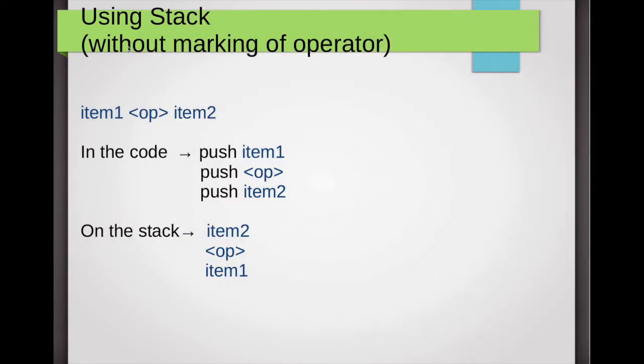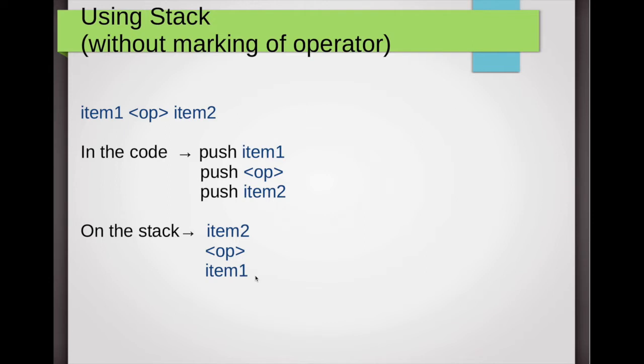So assume we didn't mark the operator. We have something like item 1 followed by an operator followed by item 2. In the code, what will be generated is push first item, push operator, push item 2. So exactly in the order it appears. And on the stack we see that the other way around from the top. So item 2 first, operator then, and item 1.